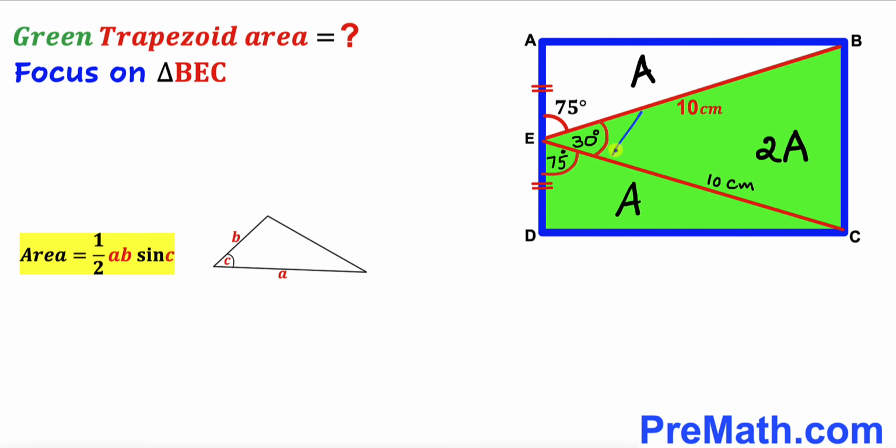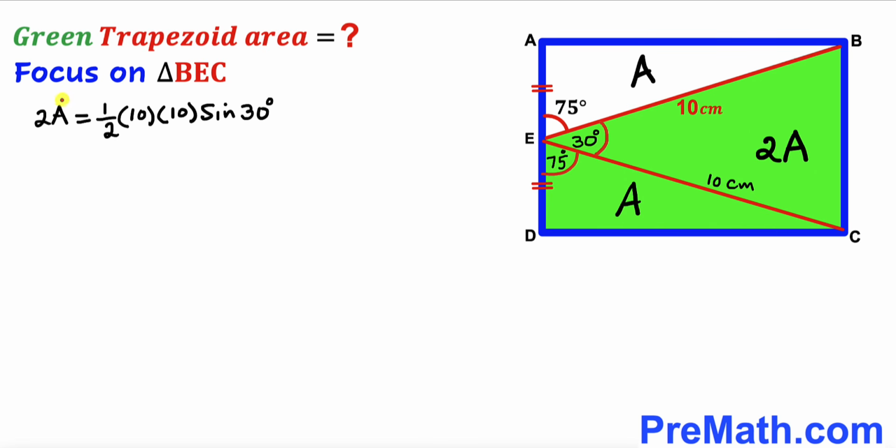So therefore, in this isosceles triangle BEC, our 2 side lengths are 10 centimeters and likewise 10 centimeters. And the angle in between is 30 degrees. And furthermore, the area of this triangle is 2 times uppercase A. So we could write 2 times uppercase A equals a half times 10, the other side length is 10 as well, times sine of 30 degrees.